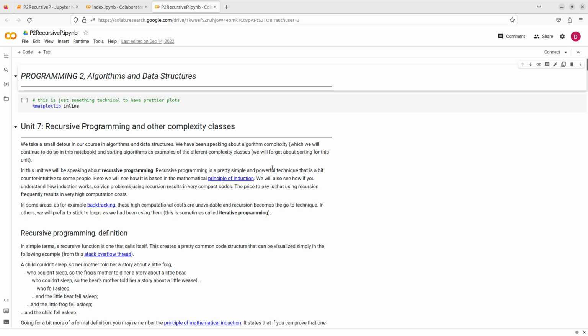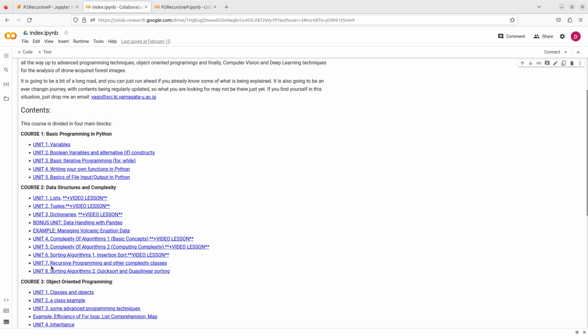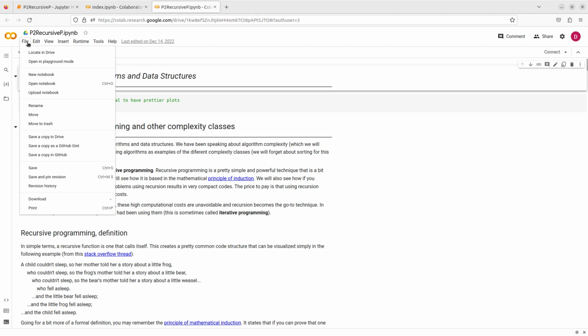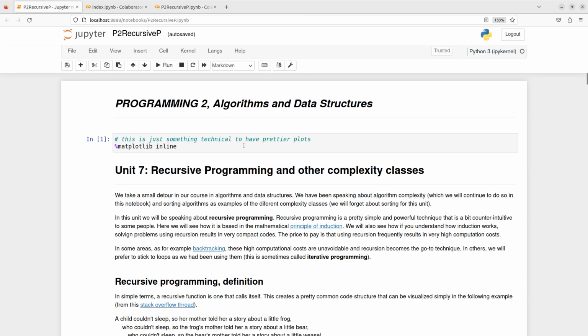As I did last time, and to avoid possible connection problems, here I just opened the Jupyter Notebook. I have downloaded the file, so I will be running it in my computer. Okay.